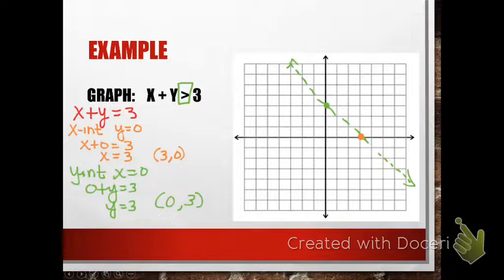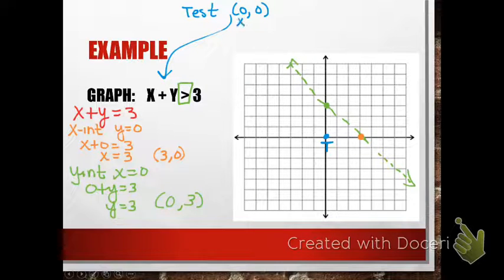The last thing I need to do is shade one side or the other. And I like to pick 0, 0 as my test point because it's easy to do calculations with. However, you can pick any point you want as long as it is not on the line. So if your line would happen to go through 0, 0, you would need to pick a test point other than 0, 0. So I'm going to use 0, 0 for my test point, which means I'm going to be plugging it into the original inequality.